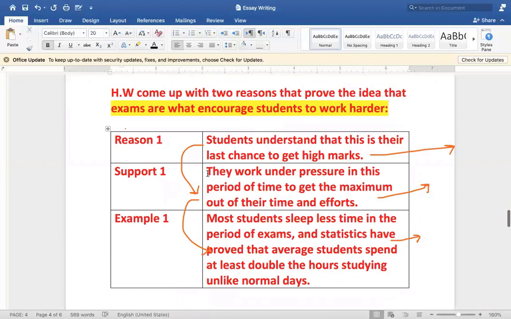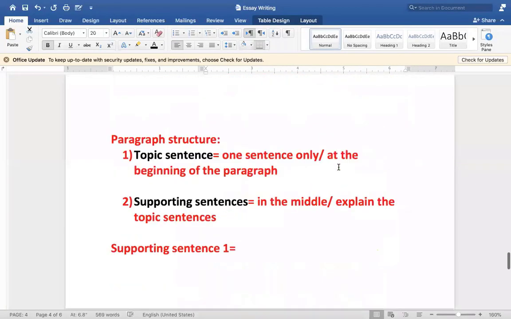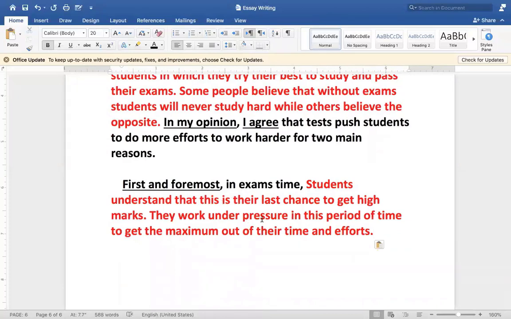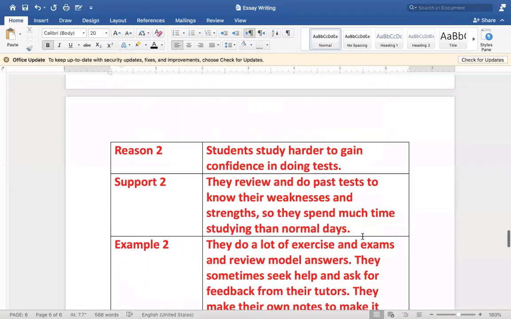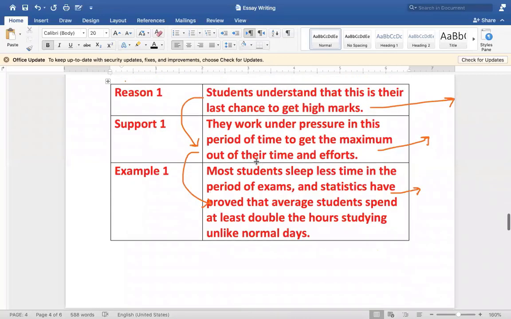I'll explain it now, so what do I say? What do the students do? Here it is. Copy and put it here. Paste. There we go, this is support 1. I explained: they work under pressure in this period of time to get the maximum out of their time and efforts. Very nice. Then, if you notice here, guys, in the example I said, most students sleep less time in the period of exams, and statistics have proven that average students spend at least double of the hours studying unlike normal days.